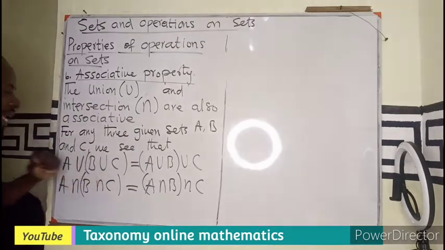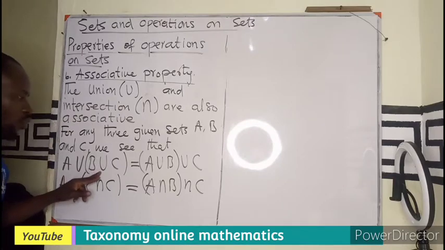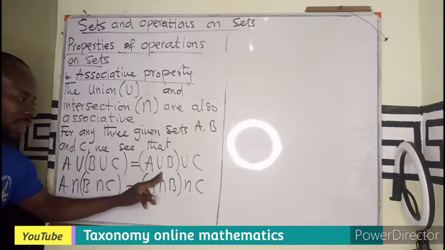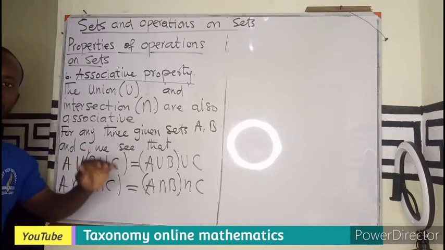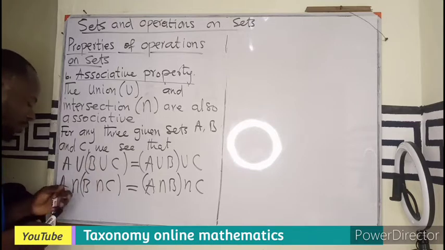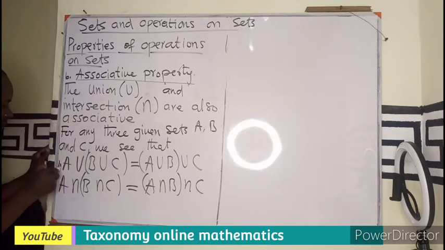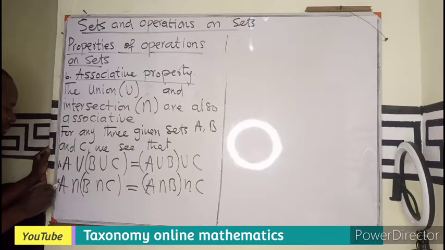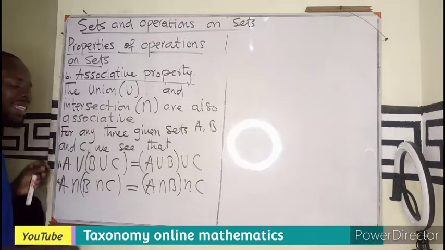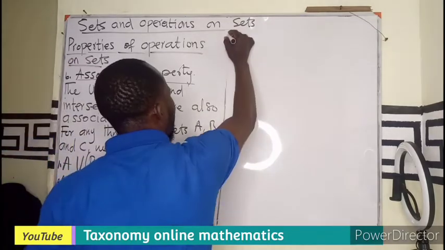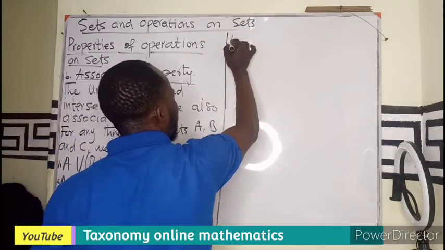So if you are taking the last two with the first, or the first two with the last, the results will not change. Don't forget, we are still dealing with what? In one breath, we are taking union throughout, and in this breath, we are taking intersection throughout.